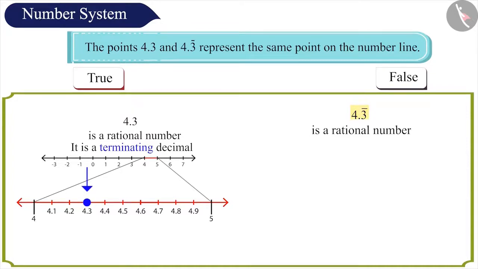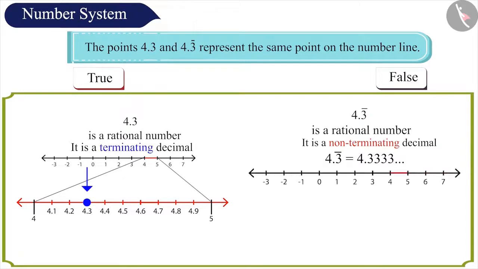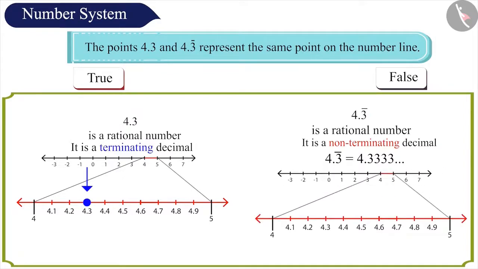But 4.3 bar is a non-terminating decimal. Here, the number 3 is repeating itself after the decimal. This number will lie on the number line between 4.3 and 4.4. That means the numbers represent two different points on the number line. Hence, the given statement is wrong.